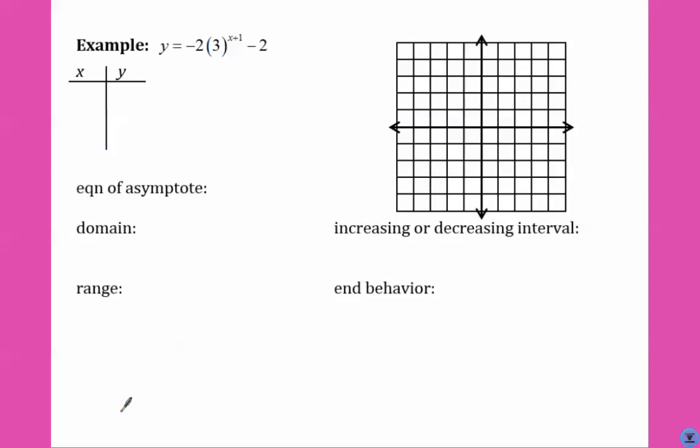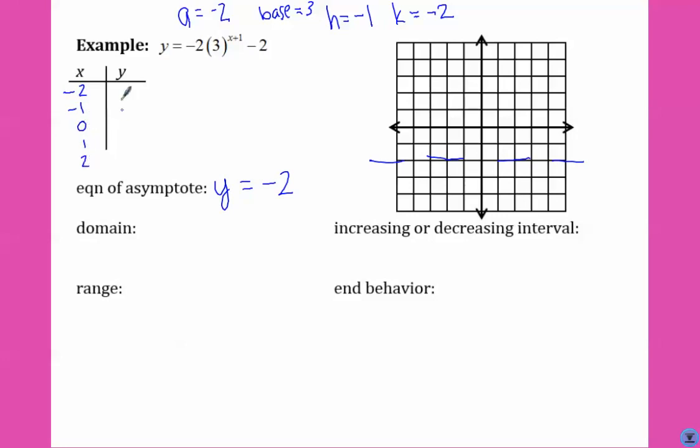Now let's look at one that has an a value. So here, a equals -2. Our base is the 3, h is -1, and k is -2. So our asymptote's still at -2. Remember, that's going to match up with our k. Our chart is still going to be based off the base of 3. Domain is always going to be negative infinity to infinity.